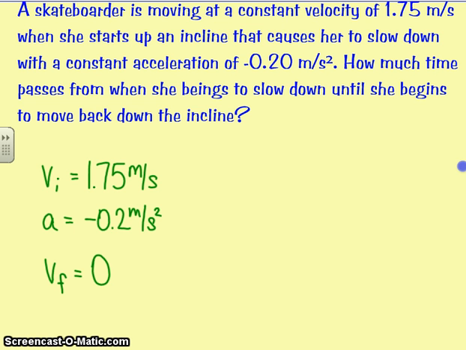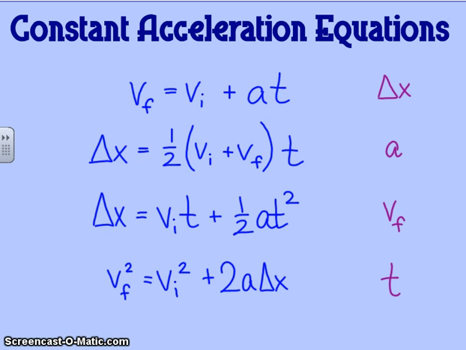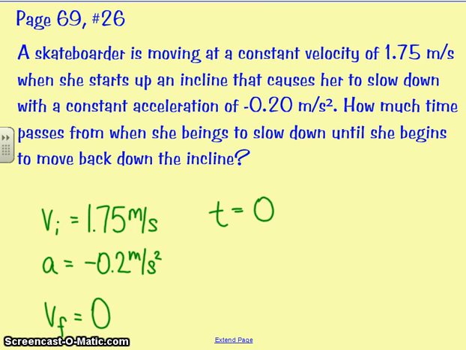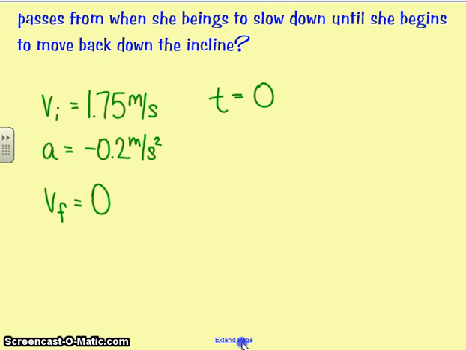My units matched, so I can move on to the next step, which is figuring out what I need to know. It says how much time. So I'm solving for time. Looking at the variables that are on the screen, which variable are we missing? Hopefully displacement was your answer. When I look back at my 4 equations here, the first equation is the one that does not include displacement, so it's the equation that I will use to solve for time.